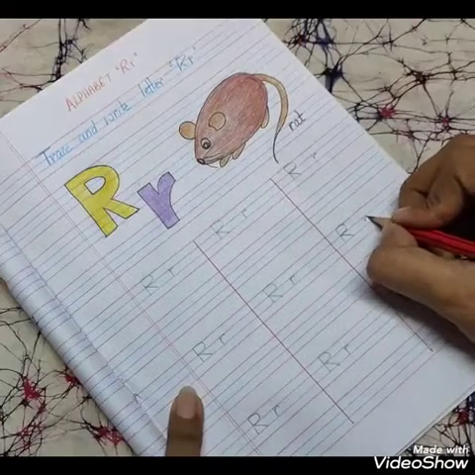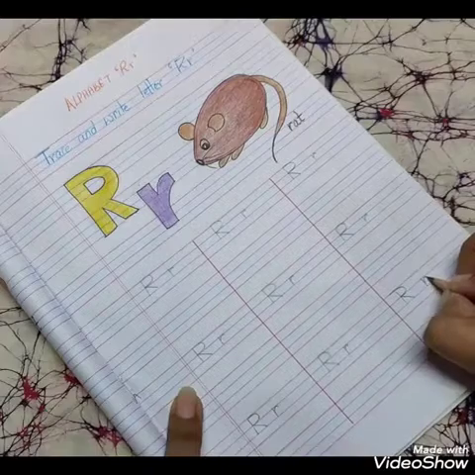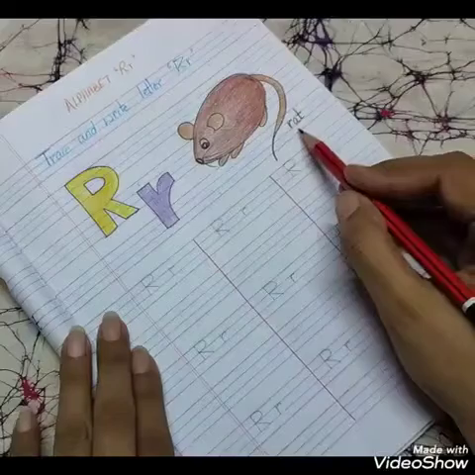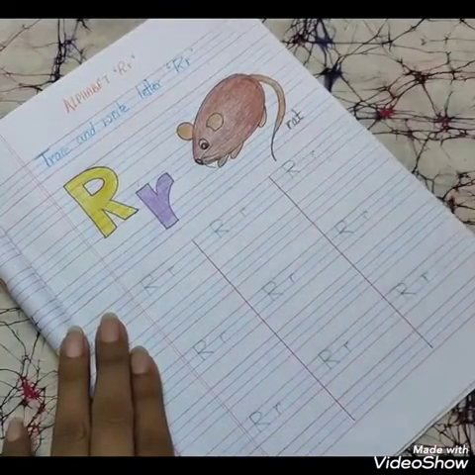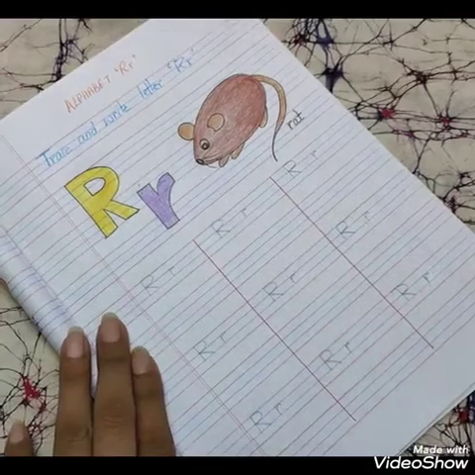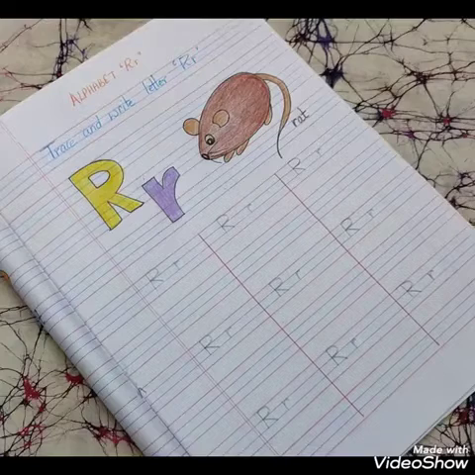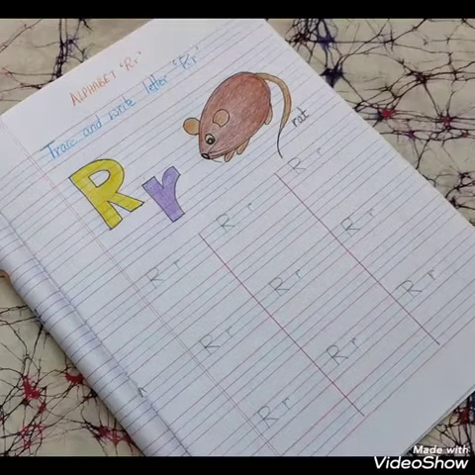This is small r. Standing line and small curve. R for rat. Now children, for homework you will do page number 78 and 79 in BZB Preset English 2.